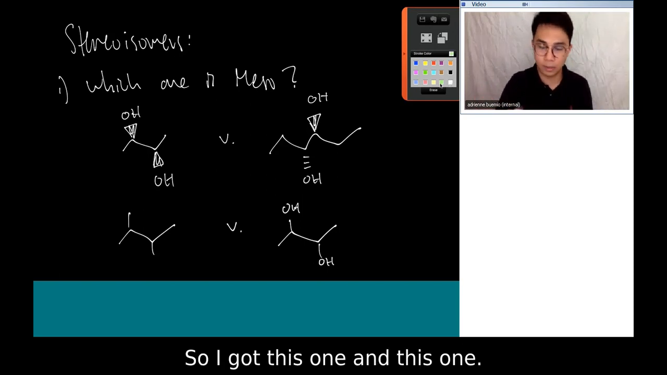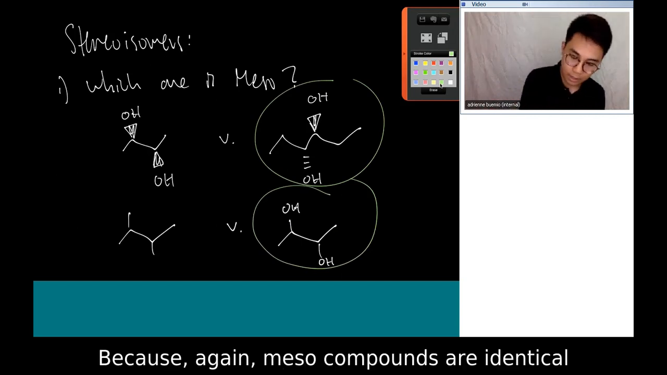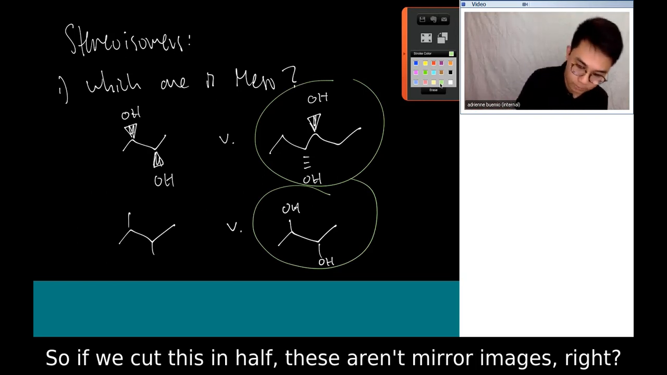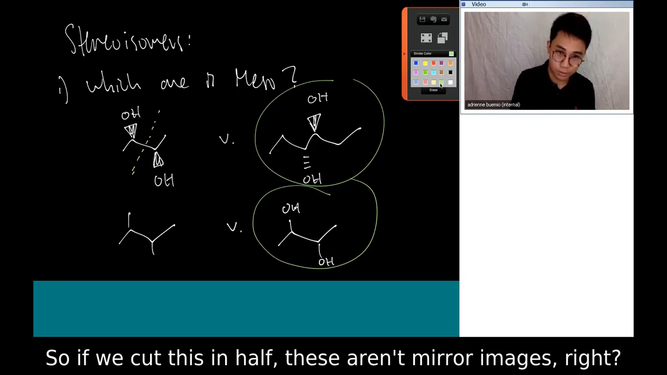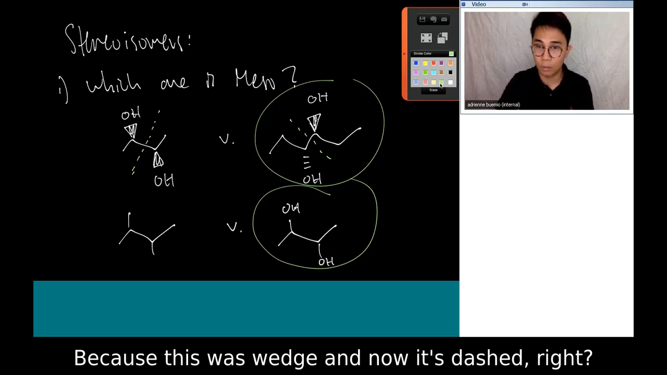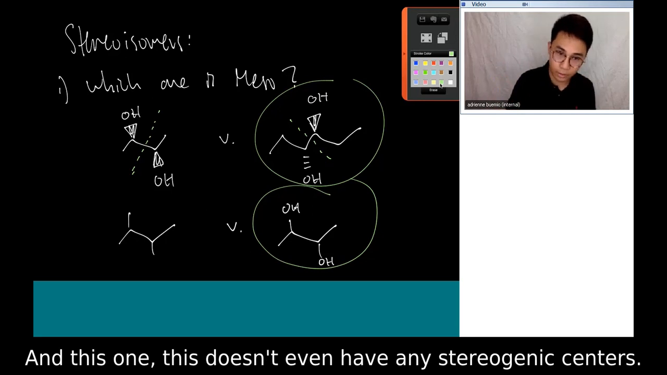So I got this one and this one. Why? Because again, meso compounds have identical halves within itself, right? So if we cut this in half, these aren't mirror images, right? These aren't mirror images, but this one is, because this was wedged and now it's dashed, right? So if you fold that, those are mirror images, right? And this one doesn't even have any stereogenic centers.